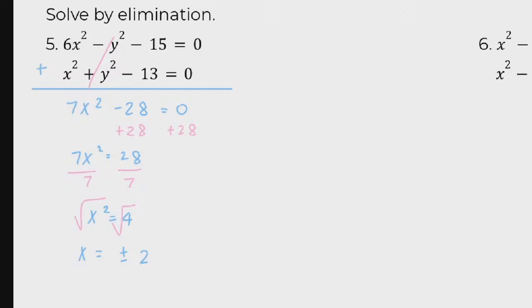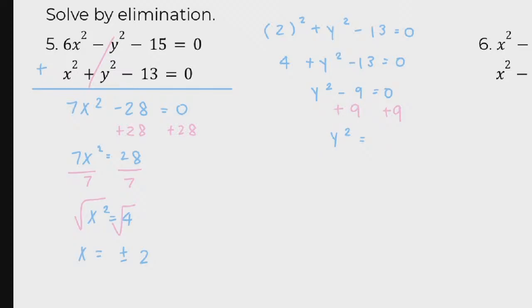Okay, next we'll have to plug in x to find y. So I'm going to choose the bottom equation just because the numbers look a little easier to work with. So we got 2 squared plus y squared minus 13 equals 0. So that's 4 plus y squared minus 13 equals 0. And we'll get y squared minus 9 equals 0. Add 9 to both sides. So y squared equals 9. And then we're going to square root both sides.